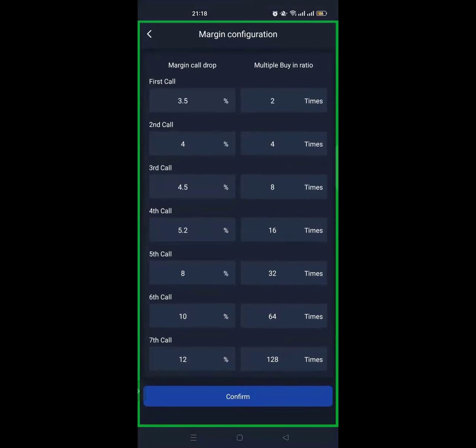So in this one, it says 2. If the first buy is 10, that means it's going to buy $20. I believe I've been able to explain that. So I'm going to repeat for the last time.